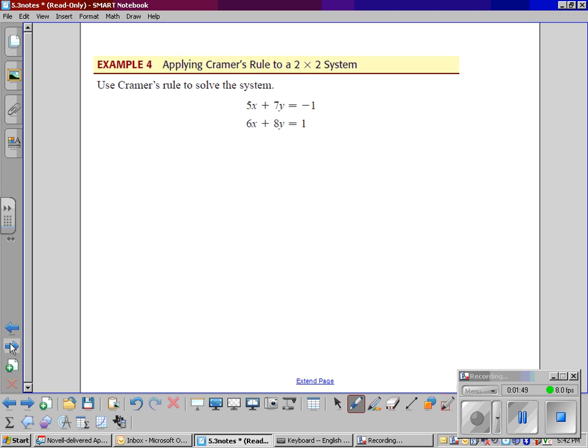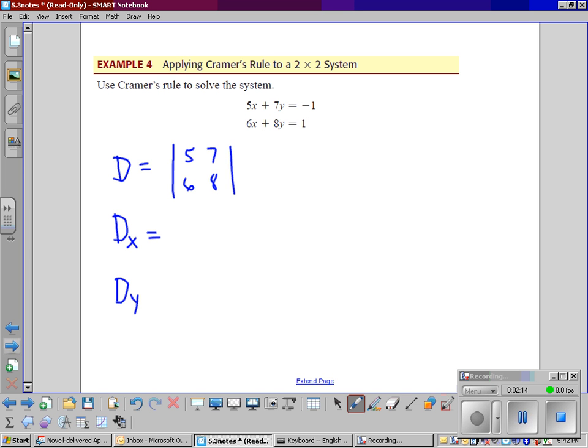Let's look at an example. This is a two-variable, two-equation system, and we want to use Cramer's rule to find the solution. So we need three determinants. We need D, we need D sub x, and we need D sub y. D, remember, is the determinant that's made up of just the coefficients of the variables. So 5 and 7, 6 and 8.